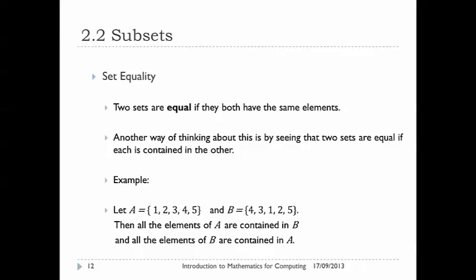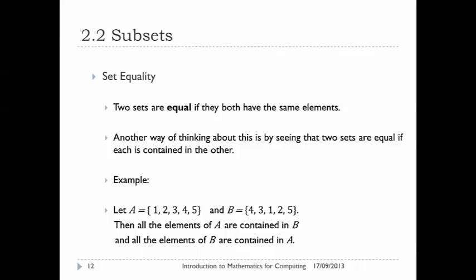So let's look at an example again. In this case, we have the set A with elements 1, 2, 3, 4 and 5, and the set B with elements 4, 3, 1, 2 and 5. The order of the elements here is changed, but we know that the order of the elements doesn't matter when we're considering sets. So for each of the elements in A, if we can find that element in B, we'll know that A is a subset of B.